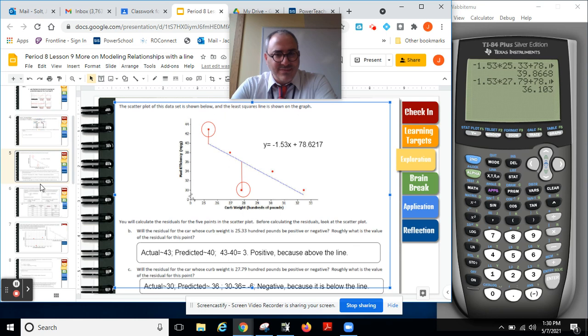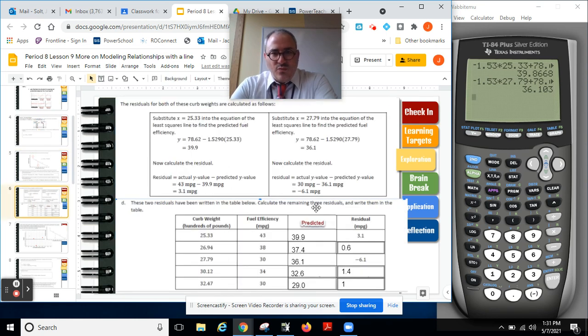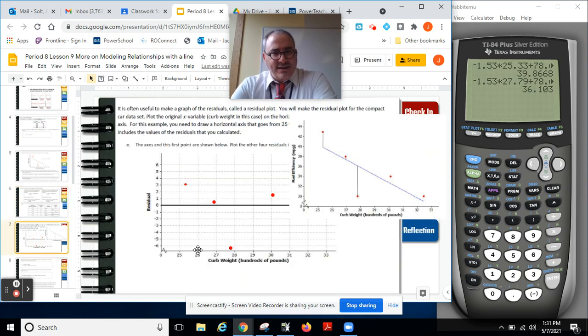So let's see. We found the predicted for each one of these. We found the residuals. Remember, the residual is just the fuel efficiency minus the predicted. The observed minus the predicted gives us the residual. All right, and then we used our scatter plot to find the residuals here. We placed our red dots on there. We used our calculator to do a residual plot.